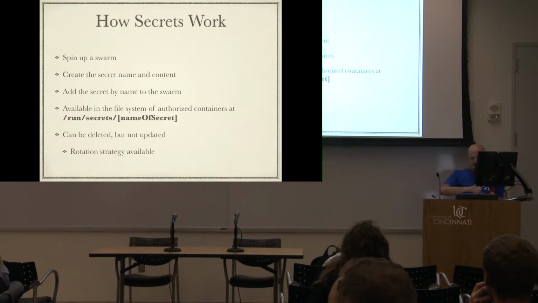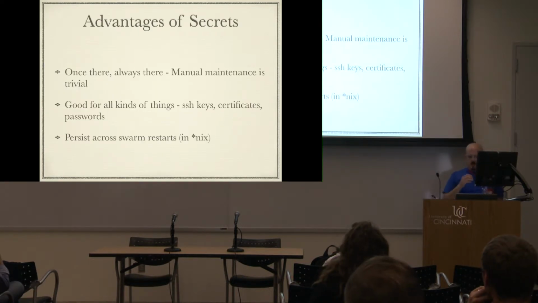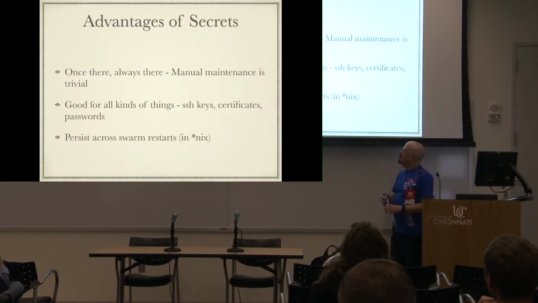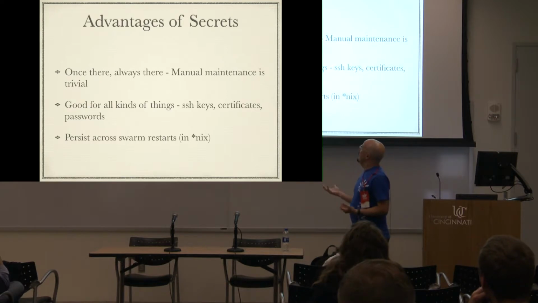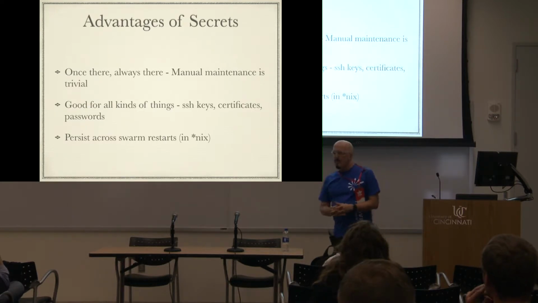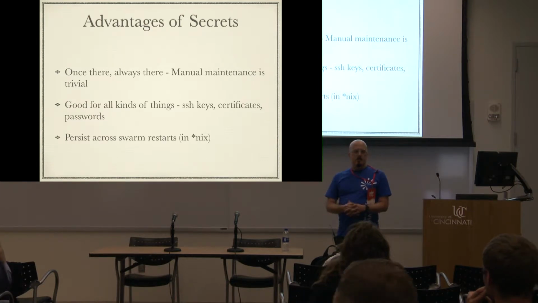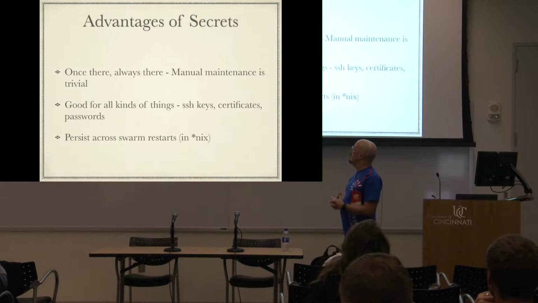Okay, so there's a few different advantages of Docker secrets that are worth noting. Once you add them to a swarm, they're always there. You don't have to re-add them every time you start the swarm, as long as the environment, the hosts, haven't changed. You haven't put things onto a new host. You can restart the swarm as needed. The secrets will still be available because they're in the raft logs.